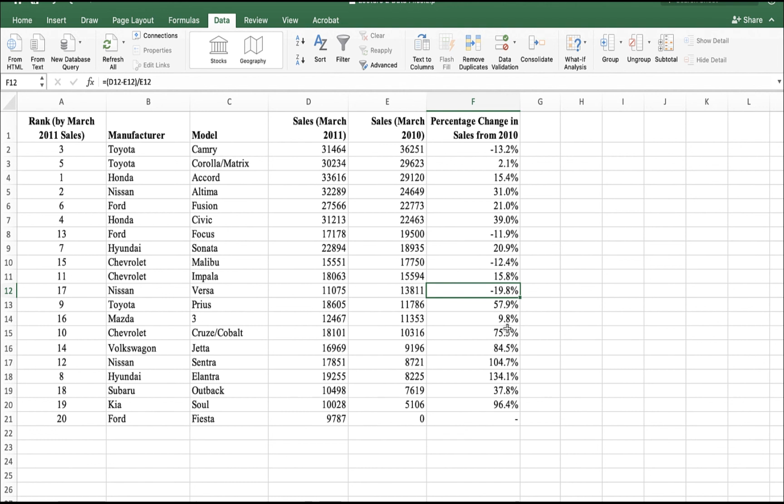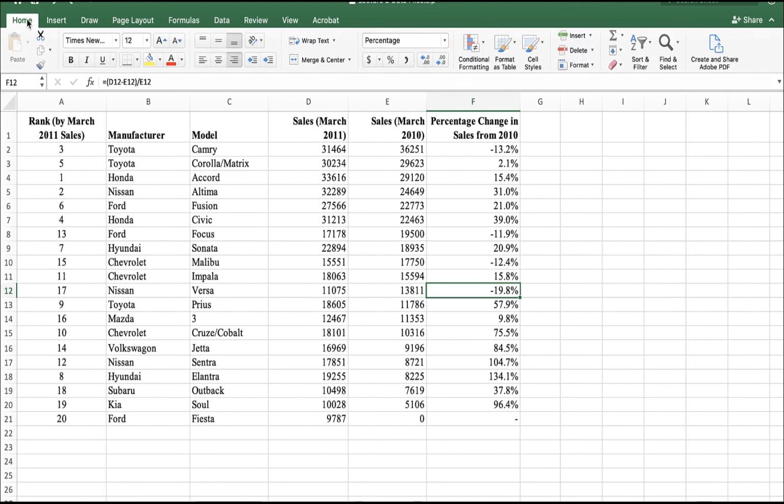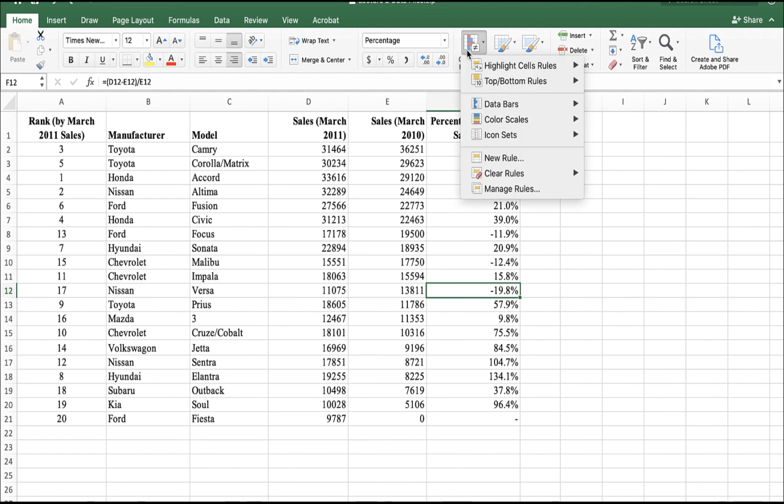But typically we're not just dealing with 20 cars, 20 categories, we may be dealing with thousands of categories, and it becomes very difficult to do that. So is there a way that I can identify using conditional formatting those cars, for example, that had a decrease in sales from 2010 to 2011? Yes, there is. The way we're going to do that is hit the Home tab up here, and then look for conditional formatting, which is here. On conditional formatting, we can see the Highlight Cells Rules.